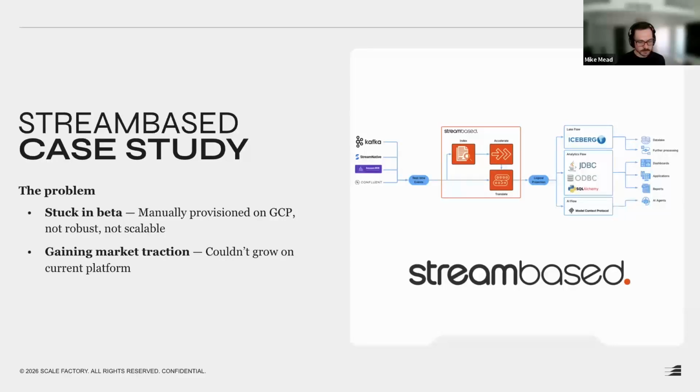They had built this platform as an early release version, like a beta. They were now getting some traction in the market and onboarding customers, and they got a bit stuck, in a bit of a rut. Everything was manually provisioned on GCP, so onboarding these customers was very painful. It wasn't particularly robust, it wasn't scalable at all, and that's the background. So we sat down with them and talked about where they were at.